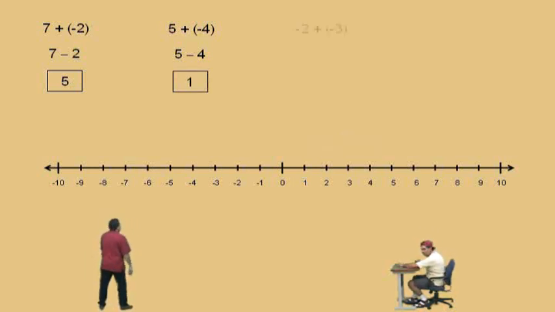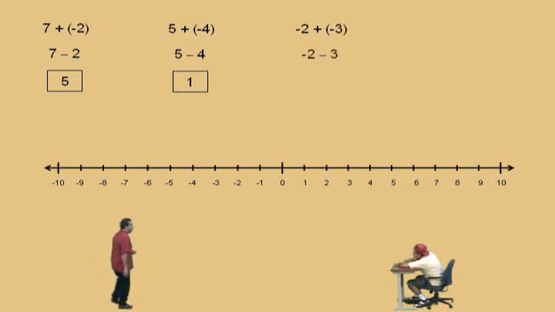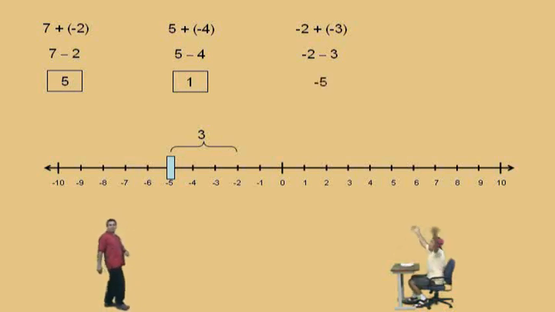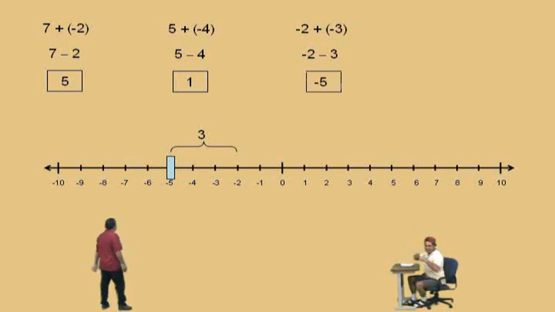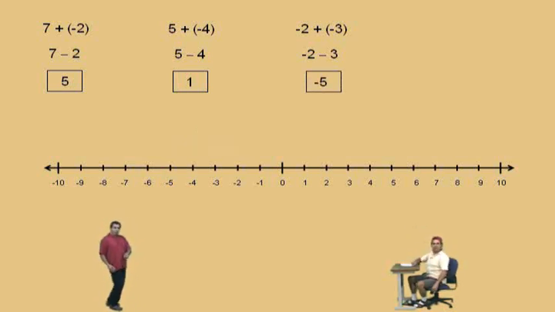Here we go, Charlie. Negative 2 plus a negative 3. Now, don't get scared. Okay, Charlie. Negative 2 plus a negative 3 is the same thing as doing what? Negative 2 subtract 3, okay. So here we are. We're going to start at negative 2, and we're going to move to the left, 3 times. And where do we end up, Charlie? Negative 5. Very nice. Okay, we'll go ahead and box our answer. Let's do one more problem.